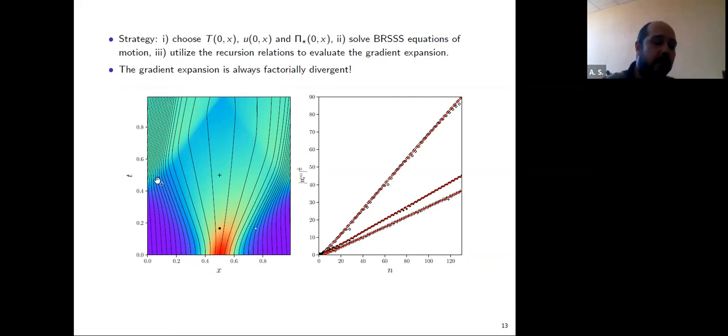In the left panel, you have a density plot of the temperature, which represents the out of equilibrium evolution of the energy density, and some fluid flow lines, represented by these solid black lines. You see three selected points: one is a cross, another is a circle, and another is a diamond. On the right panel, you have the root test applied to the coefficients of the gradient expansion computed at each one of these points in spacetime. As a function of the order, this root test increases linearly, which implies that the gradient expansion is factorially divergent.